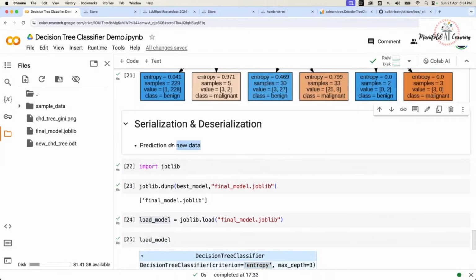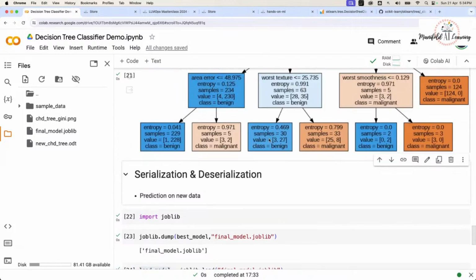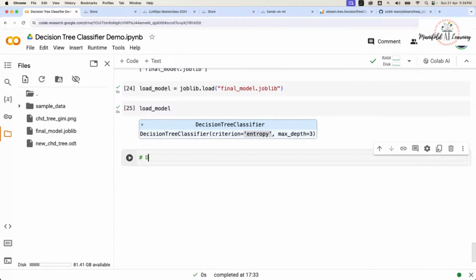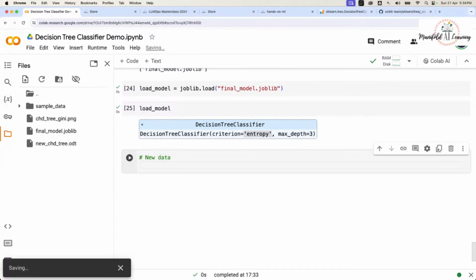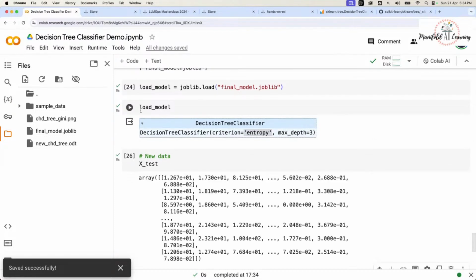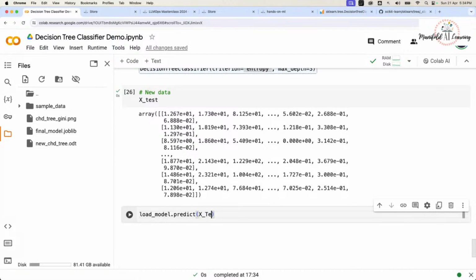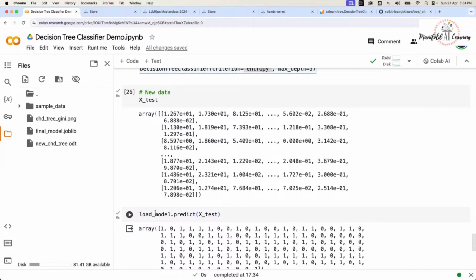So once I perform the serialization and deserialization, now that you have this idea, you can think about using this saved model whenever you get new data. Since this is a trained decision tree classifier, let's assume I've got new data. For the demonstration, let's assume the X test is the new data itself. On this new data, you can perform predict, and that would help you generate the target, that is the output.